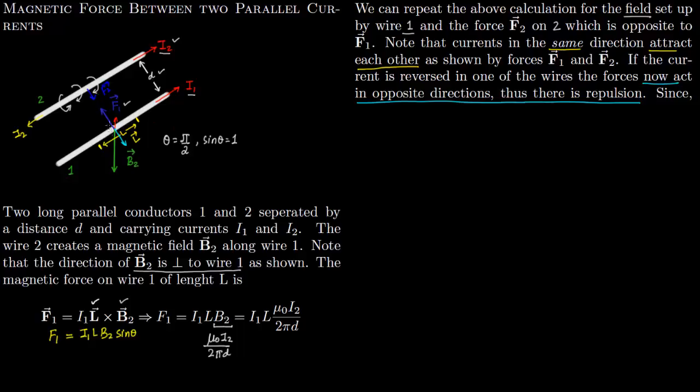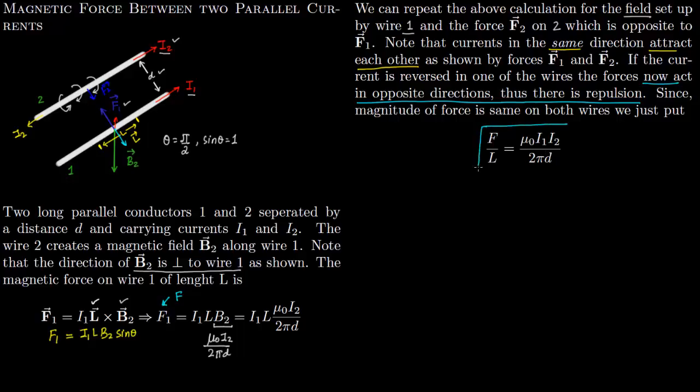Now the magnitude of force on both the wires is the same, because that is the way the magnetic fields are generated, so you can replace this F1 by F. We replace this F1 by F, divide both sides by L, and you get F by L is equal to mu naught I1 I2 by 2 pi d. So this formula is important because this gives us force per unit length.